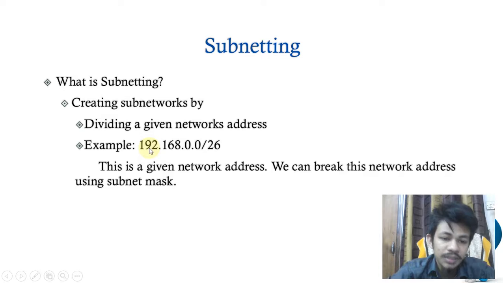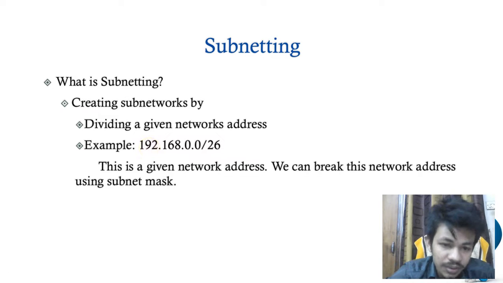We have an IP address of class C, that is 192.168.0.0/26. The first portion before the slash is the network and the 26 is called the subnet mask. So we can see this is the given network address and we are going to solve this later. So let's go to the next.